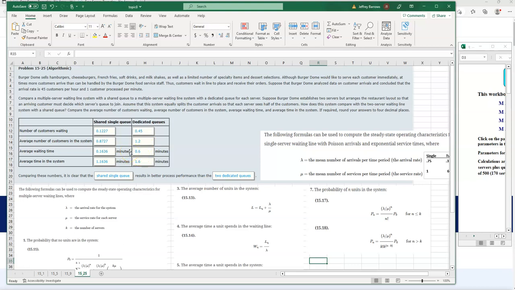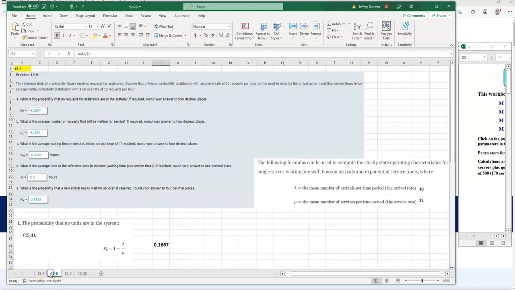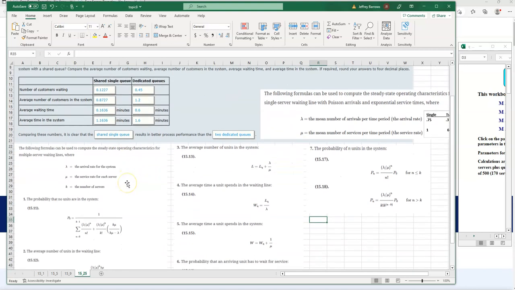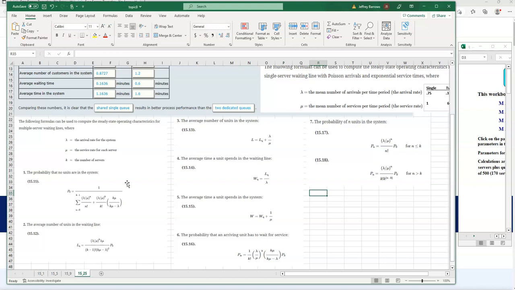Where this problem differs a little bit from 15.5, remember in 15.5 we only had one desk. What we've got here in this shared single queue is one line and two servers. So the computations are far more complicated for this than they were in 15.5. Let me show you. This is out of section 15.3, as I recall. You can look at some of these monster equations that you need in order to compute these queue characteristics.